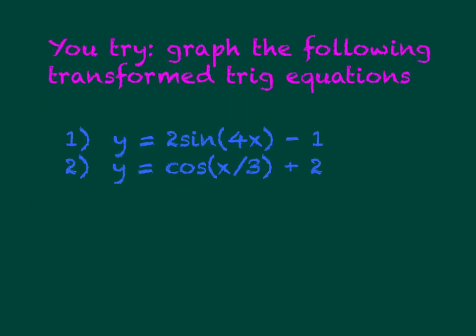Now that you've seen the video, it's time for you to try to graph some equations on your own. Here are two. Just be warned, in number 2, there's no amplitude given. That means that this number here is a 1. It's an invisible 1. It is not an invisible 0. Good luck.